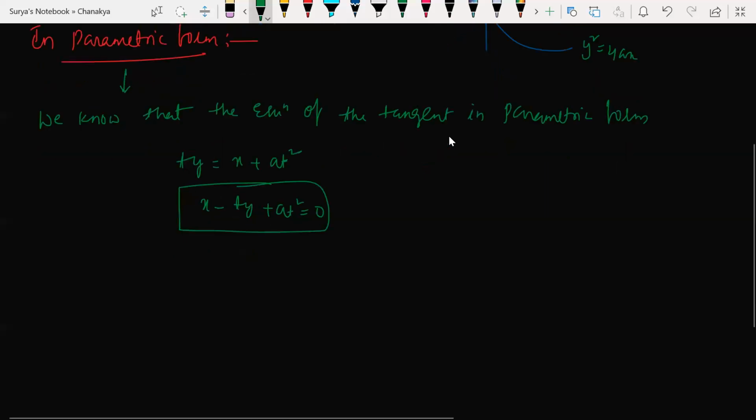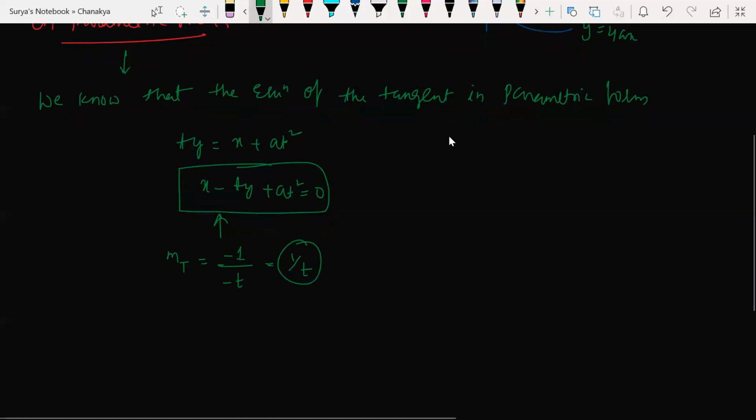I need the equation of the normal. For finding the equation of the normal, I need the slope of the normal. How do you find the slope of the normal? First let us find the slope of the tangent, mt. Slope of the tangent is minus a by b. What is a here? The a coefficient is 1. What is the b coefficient? Minus t. So 1 by t is my slope of the tangent. Am I correct or not, people?